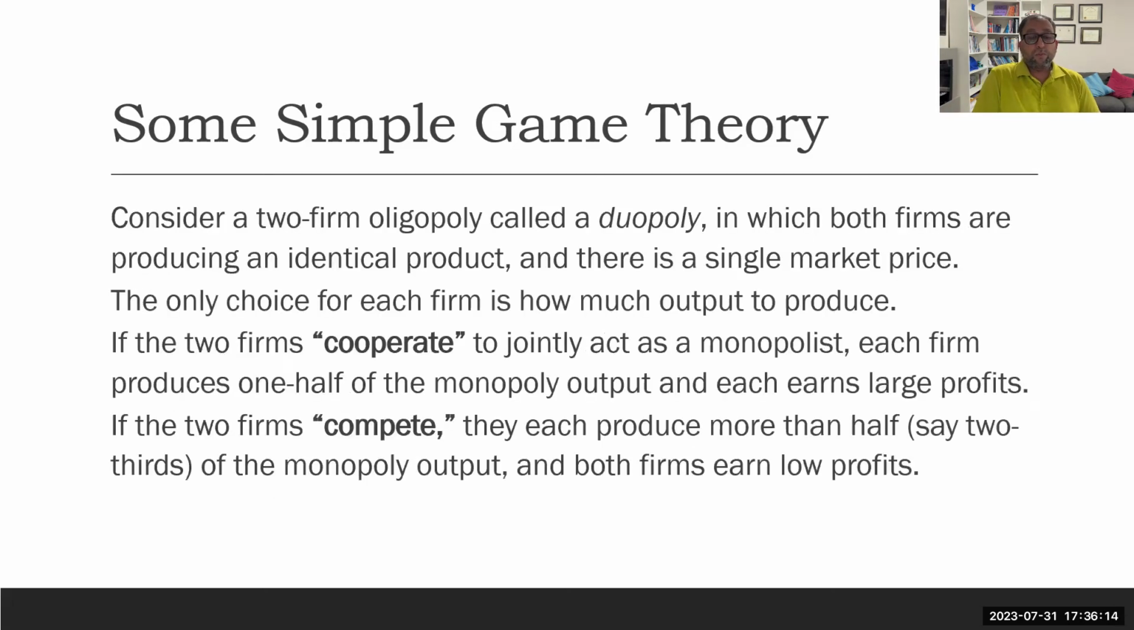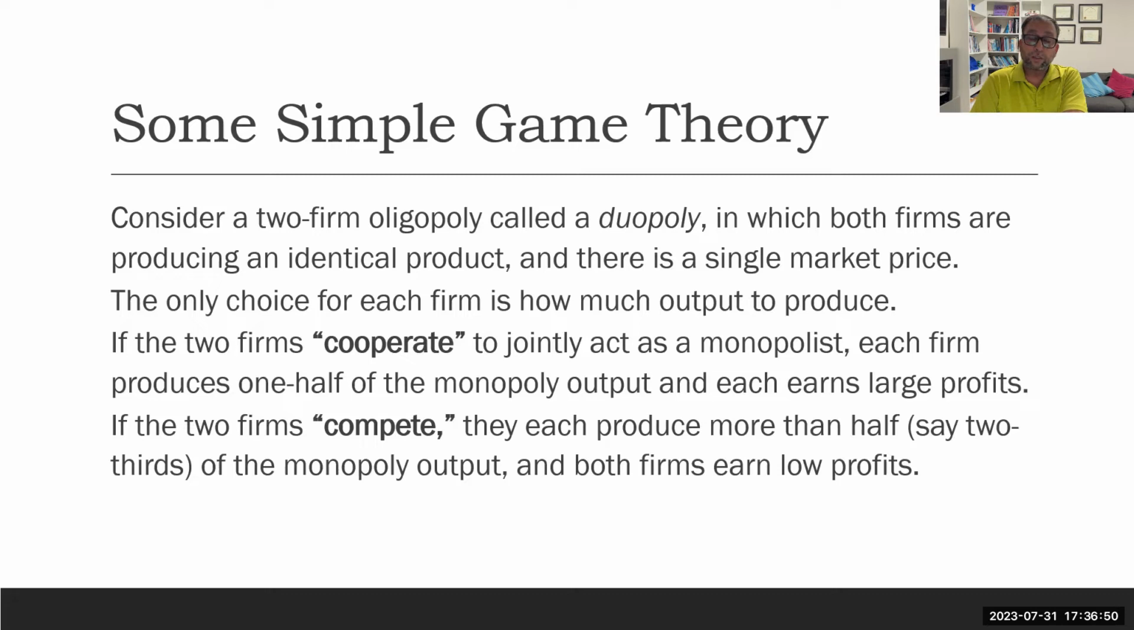Now consider two firms, just to focus on how game theory works. Consider a two-firm oligopoly called a duopoly. To define it further: oligopoly means few firms, and duopoly means two firms only, in which both firms are producing an identical product. This is also one of the characteristics of oligopoly, that the product can be differentiated or homogeneous. So here we are talking about two firms producing identical products, and there is a single market price. The only choice for each firm is how much output to produce.